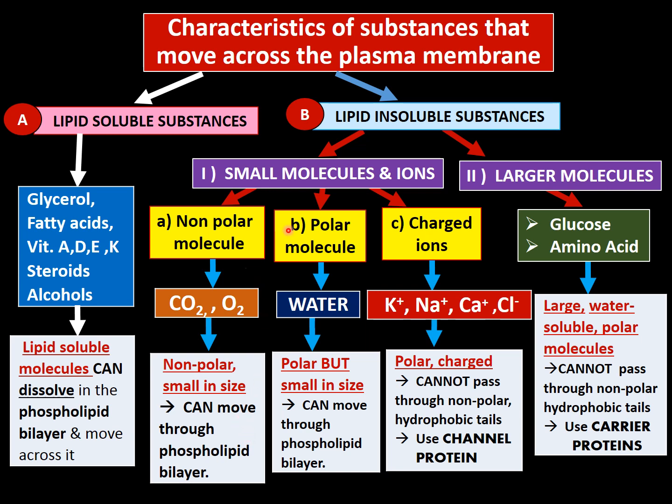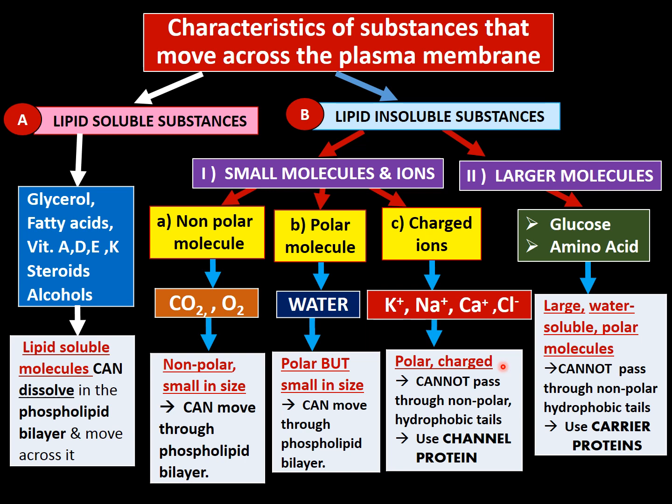Okay? Now for polar molecules like water, they are small. So even though it's polar and the hydrophobic region will repel water, because of its small size, it's H2O, it can move through the phospholipid bilayer very easily through the tiny pores and move into the cell. So that process where it diffuses from the region of higher concentration outside into the cell is called osmosis, which we'll study later.